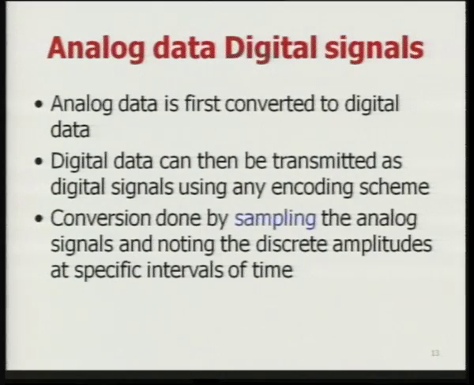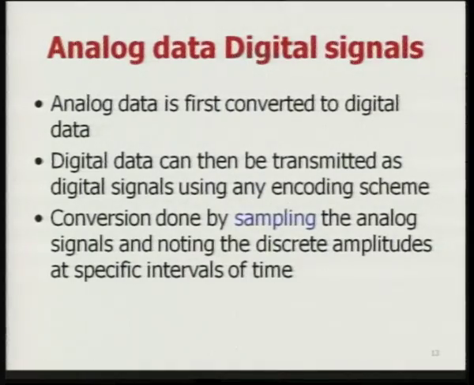And how do we do this conversion? That is the crucial part. How do we convert the analog data into digital data? This is done by means of what we call sampling. That is, you sample the analog signals and note the discrete amplitudes at specific intervals of time. You take an analog signal and you sample it at various points of time and you note down what the amplitudes are, and those amplitudes are the ones that now have to be sent as digital data.